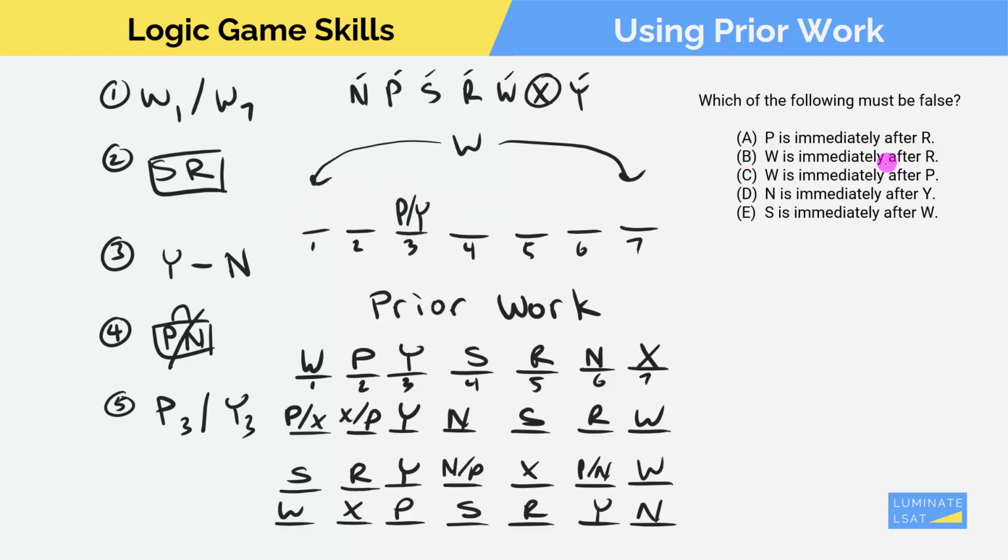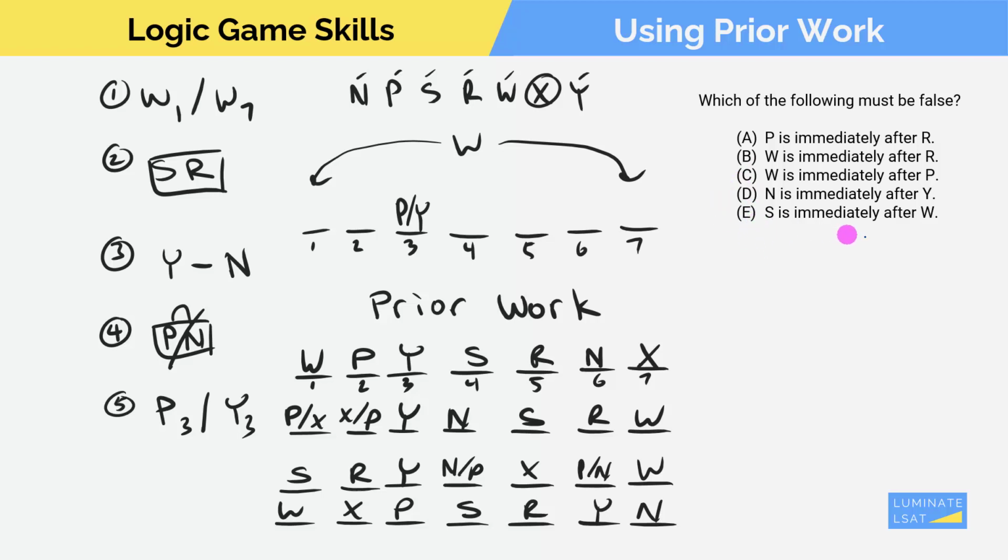B says W is immediately after R. And again, I don't see why we couldn't just put S, R, W like this. So that seems like it could be true. I'm going to move on to answer choice C. C says W is immediately after P. And yeah, why not? I mean, you could put a P over here and a W over there. Maybe that's not going to work out, but it's not clear to me why that wouldn't work. D says N is immediately after Y. And you know what? I'm not sure about that. Y is before N. Couldn't you put Y and then N right after it? Doesn't seem like that's false.